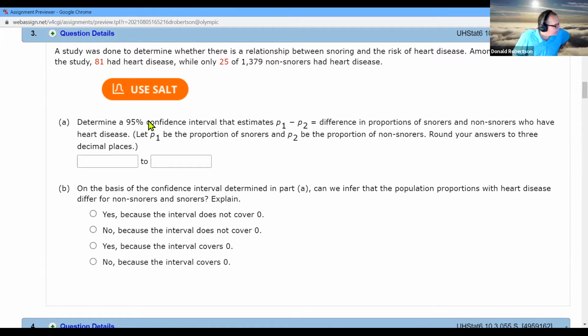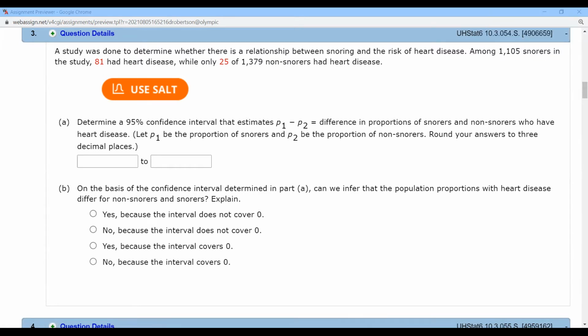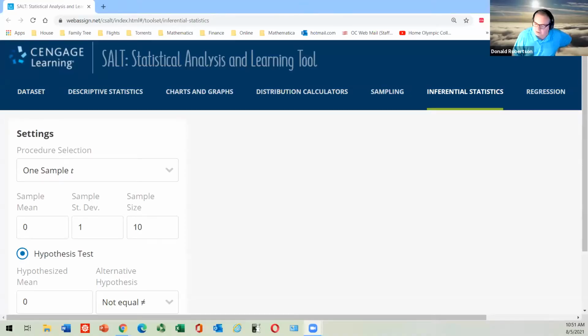Okay, so I got everything I need. I'm going to hit use SALT. Are you now looking at the SALT screen? No, I can't see it yet. Okay, so I'm going to have to do that out and carry on, which is a pain in the butt, but it is what it is. Can you now see the SALT screen?